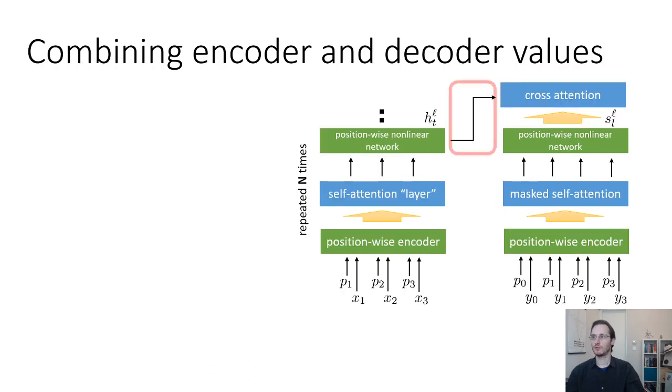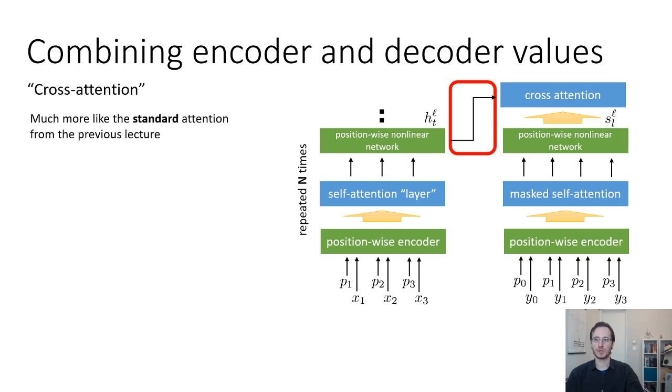Okay, so let's talk about this cross-attention mechanism. It's a little subtle. So we're going to use h_t superscript ℓ to denote the hidden states at layer ℓ in the encoder, and s_L superscript ℓ to denote the states in the decoder, just like we did with the RNN. Only now these states are produced by the position-wise nonlinear network instead of by a recurrent network.